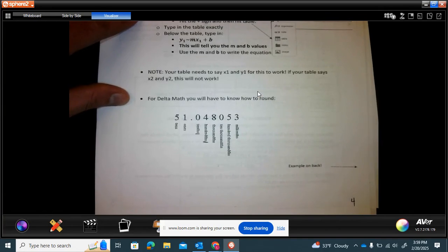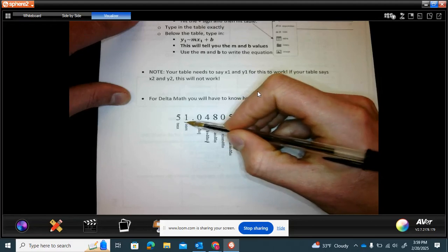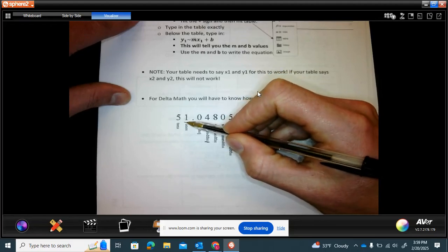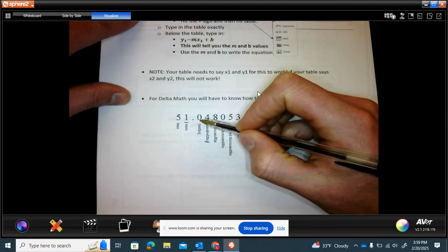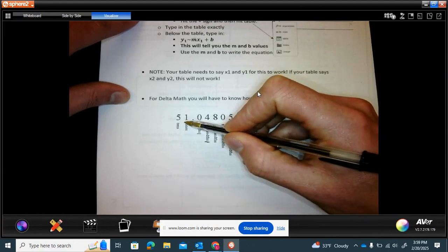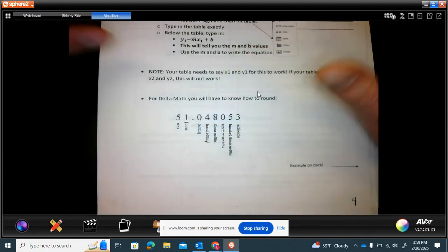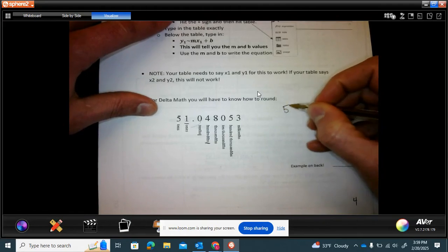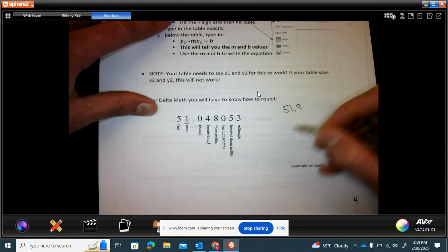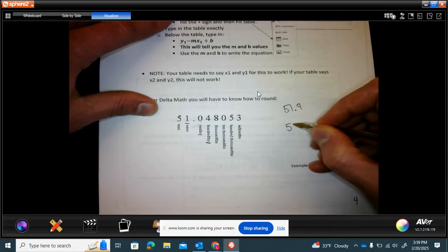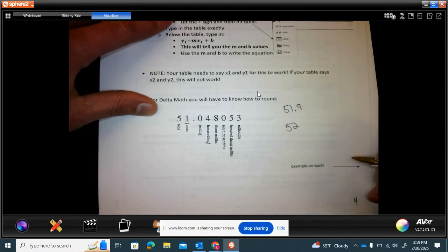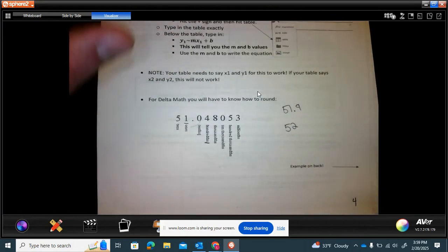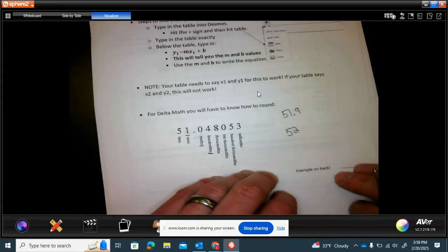Or it might say round to the nearest whole number, which would mean you look at the 1 here, and because there's a 0 next to it, you keep it at 51. Whole number would mean no decimals. If it was 51.9 and it said round to the nearest whole number, that would be 52. So again, that has to do with the Delta Math.